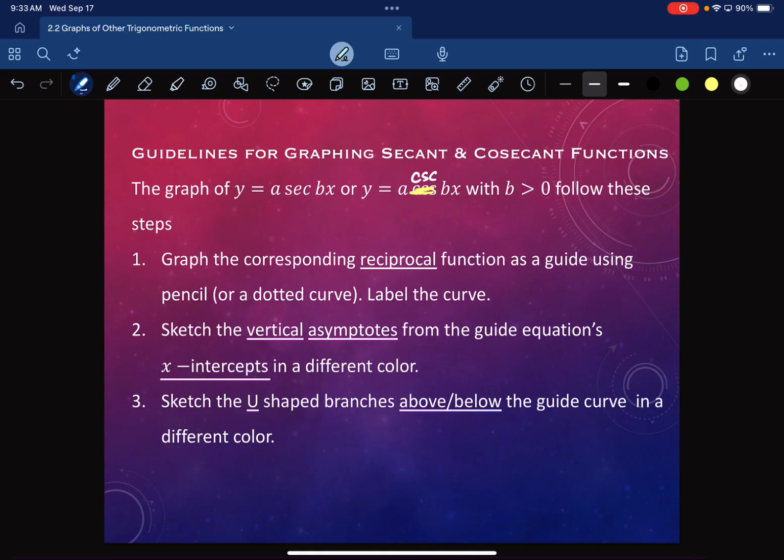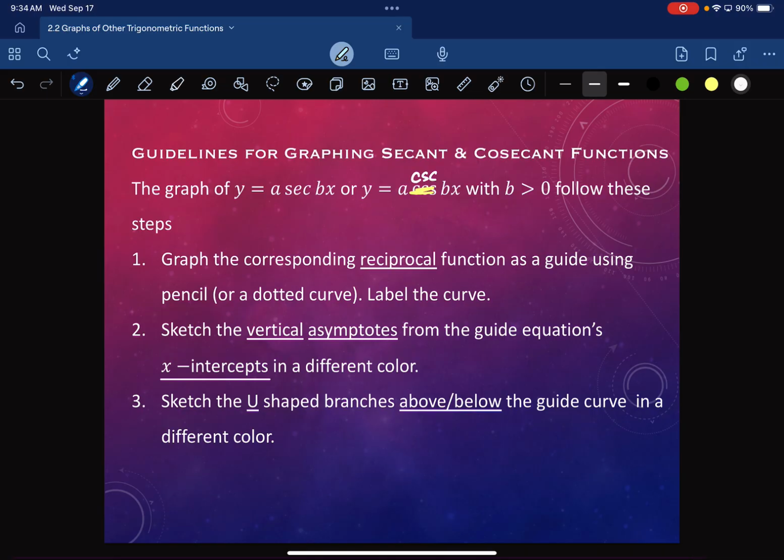You're going to sketch the vertical asymptotes from the guide equation, x-intercepts, in a different color. So again, you're going to use a different color. And you're going to sketch the U-shaped branches above and below the guide curve in a different color. Okay, so you're going to use some kind of different colors or some kind of a different way of marking these. Very bare minimum, asymptotes are always dotted. Even if you don't have a different color, you should at least be able to dot them. And your guide curve is either dotted or it's in a different color that you label. Either way, you're going to label.